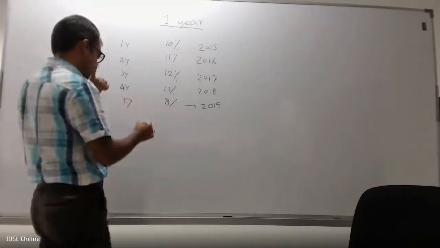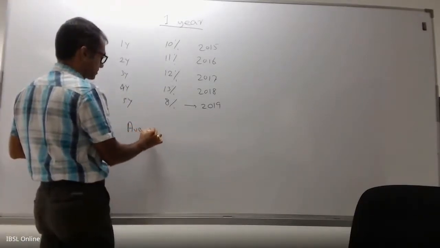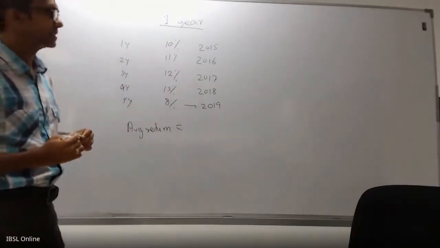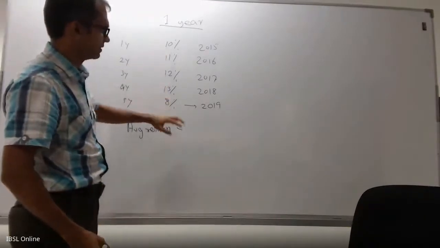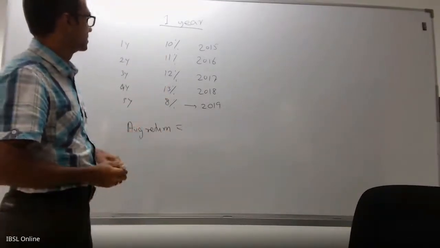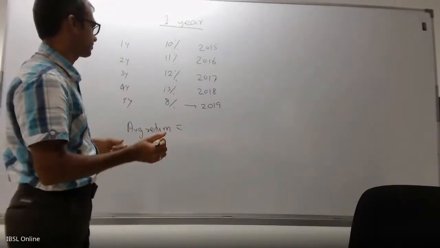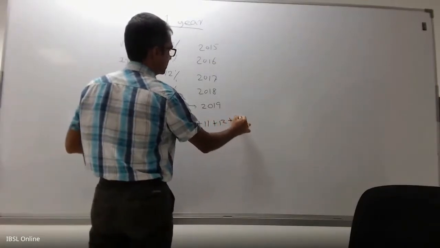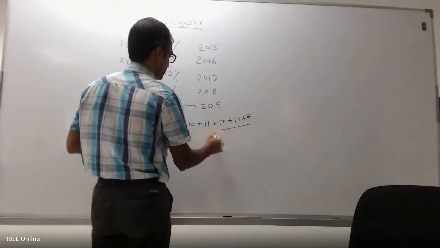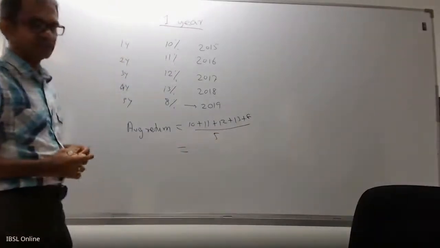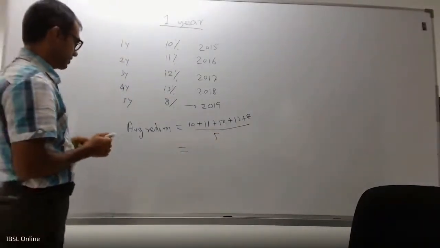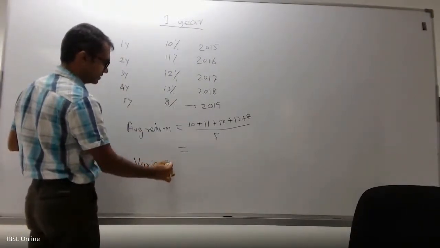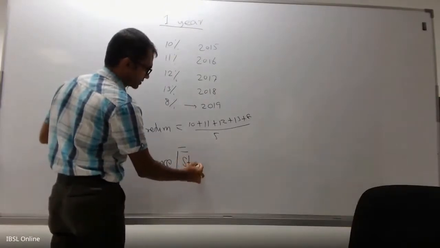Do you know what the average return of these is? It is just the sum of these figures divided by 5. This is the simple average: 10%, 11%, 12%, 13%, 8% divided by 5. That is the average return. So then, have you ever heard of something called variance or the standard deviation?